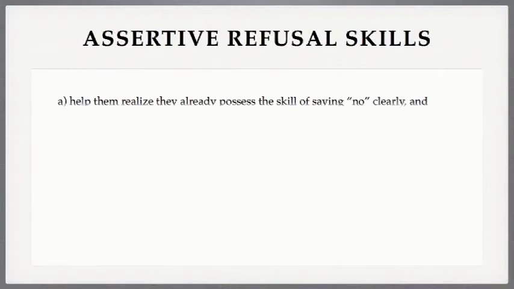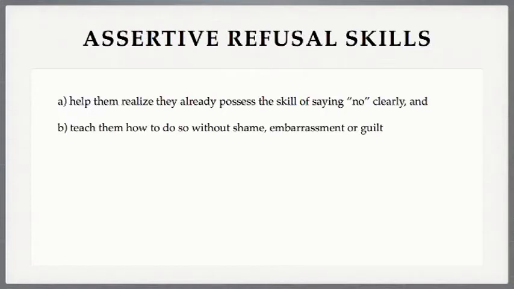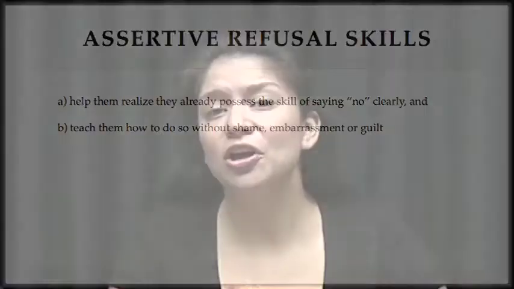In addition, in teaching youth how to be assertive, it is important that you also A. Help them realize they already possess the skills to say no clearly, and B. Help them to do so without experiencing feelings of shame, embarrassment, or guilt. You can do this by drawing parallels to other situations where your client has successfully refused something, like eating broccoli or lending an iPod to a friend.